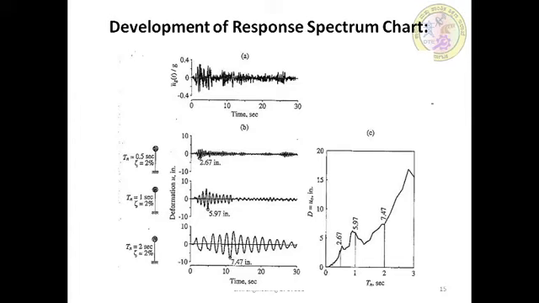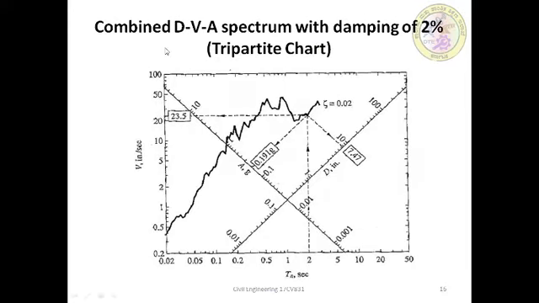Then you can see the three charts combined in the DVA graph for displacement, velocity, and acceleration. D means displacement, V means velocity, A means acceleration. This is the DVA spectrum with a damping ratio of 2%. The three charts are to be combined. What are the three charts?